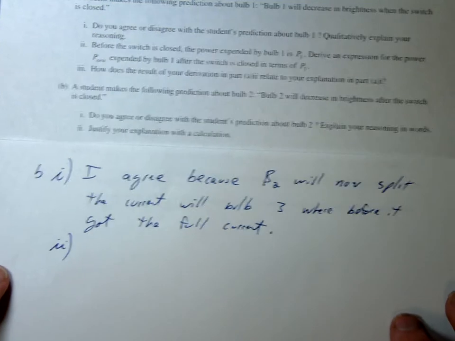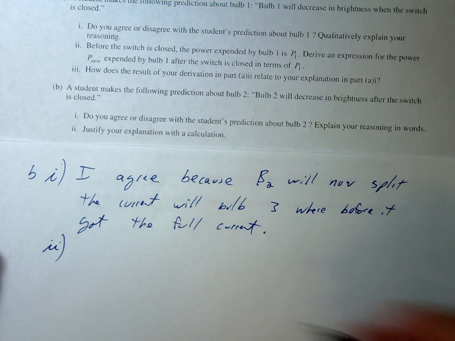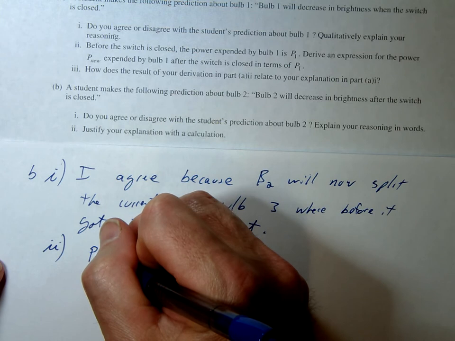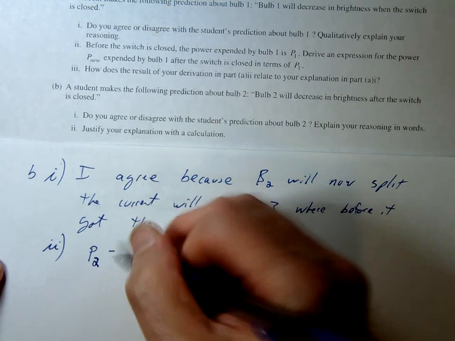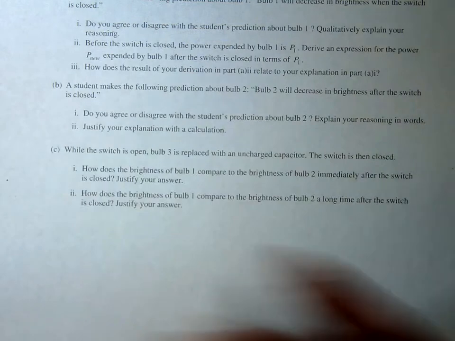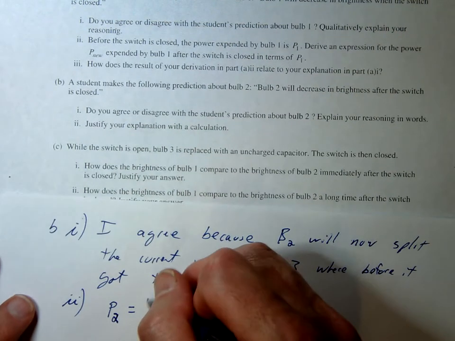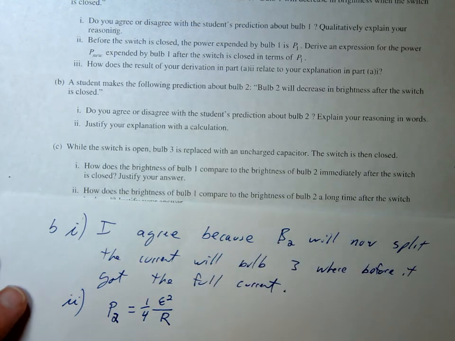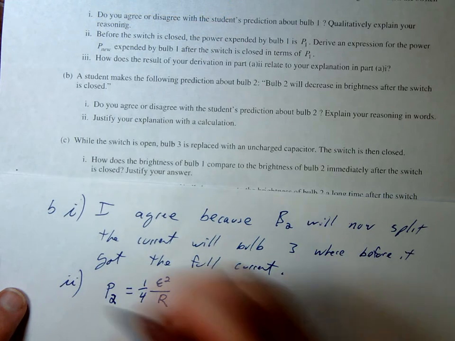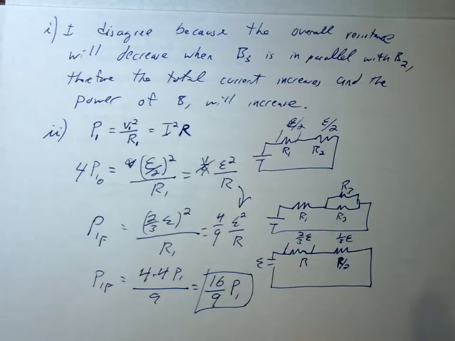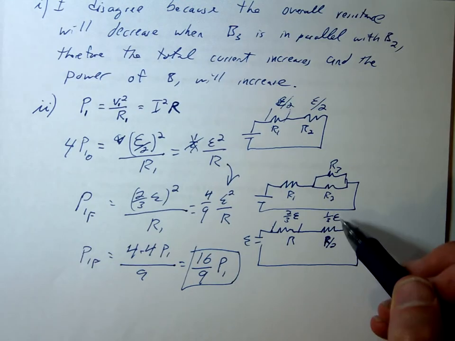So yeah, we're just going to look for the power on bulb 2. So before, using our previous values, P1 before would have been exactly the same, right, for bulb 2. So that was, what was that, 1/4? 1/4 epsilon 2 over R. So that's our P2 before. We'll put that initial. So in our other circuit, let's just use that other circuit that we had before.